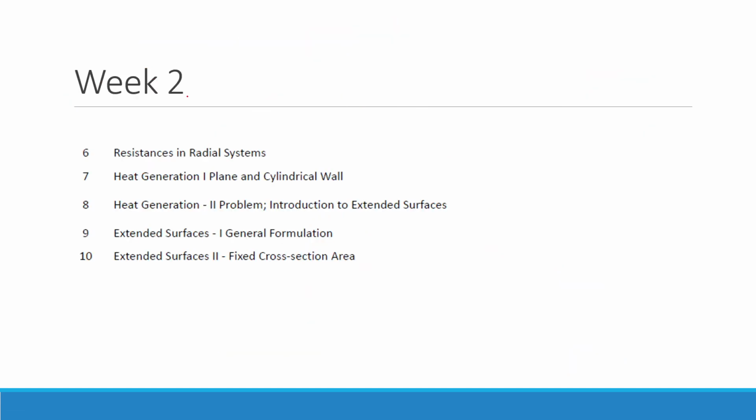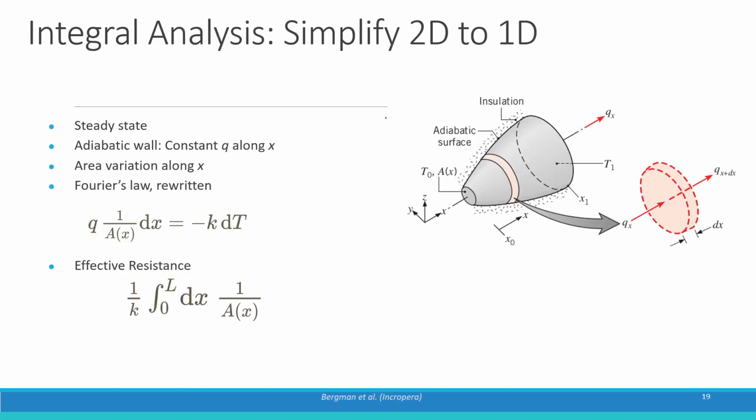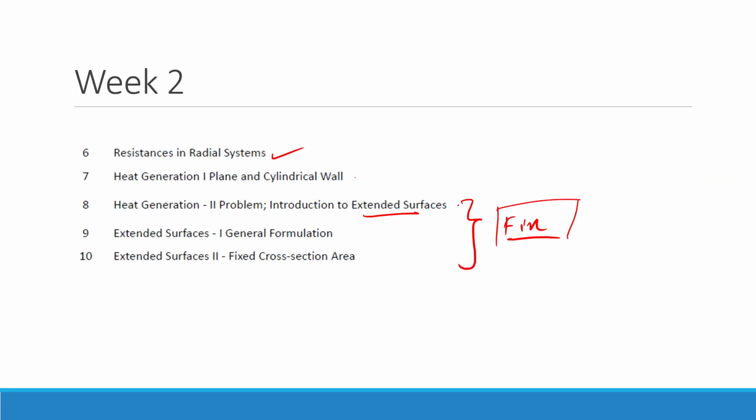So in today's class, that is week 2, we will cover resistance in radial system, then heat generation in plane and cylindrical wall, then heat generation with introduction to extended surface. In the last three sections, that is extended general formulation, extended surfaces, fixed cross section, we will discuss the importance of fins, and we will define what we mean by fin. So yes, I hope this much is clear. Let's move on to the first section, that is resistance in radial system.